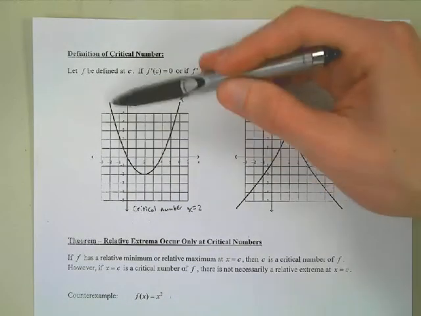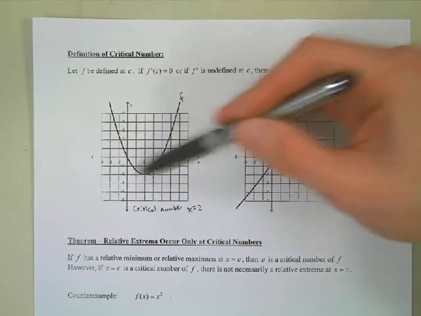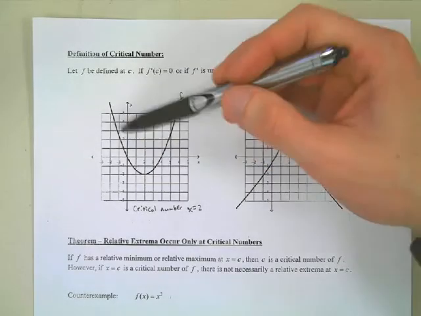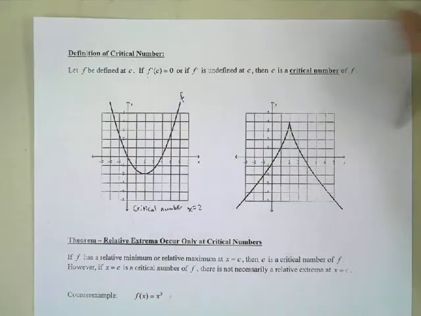Are there any other critical numbers it looks like on this graph? No. Does it look like the graph will have a derivative of 0 anywhere else? Yeah, no. Does it look like it's going to be undefined anywhere? No, no. All right. How about this next graph?